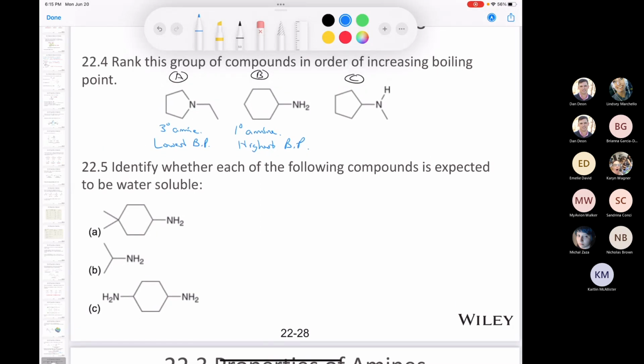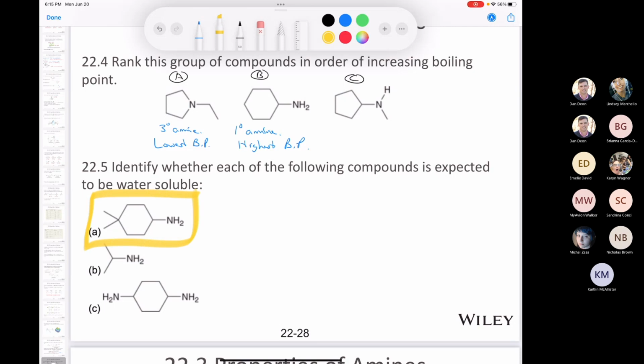Let's try 22.5. What was the rule of thumb? We said when we had an amine that had four carbons or less, we said it would be water soluble. What about this compound here, A? Do you think that would be water soluble, yes or no?